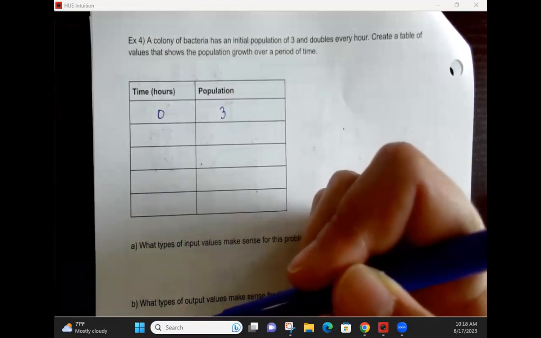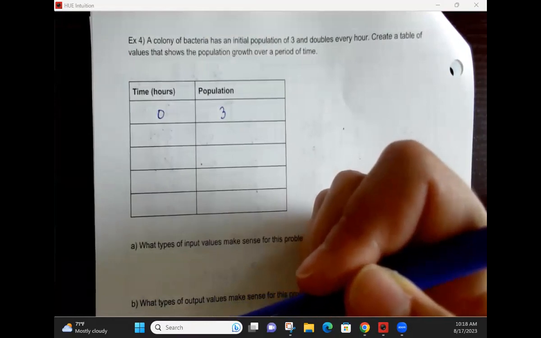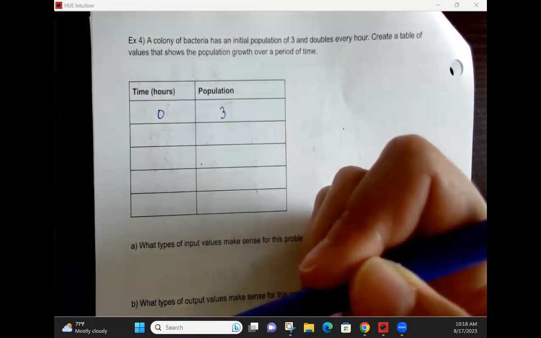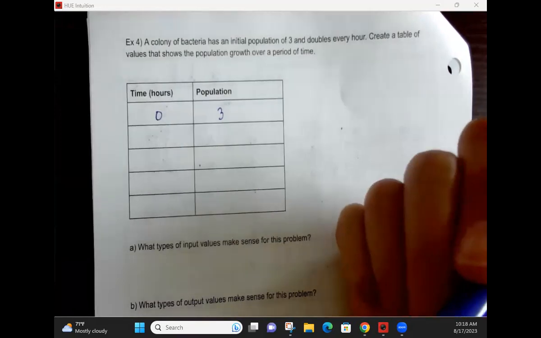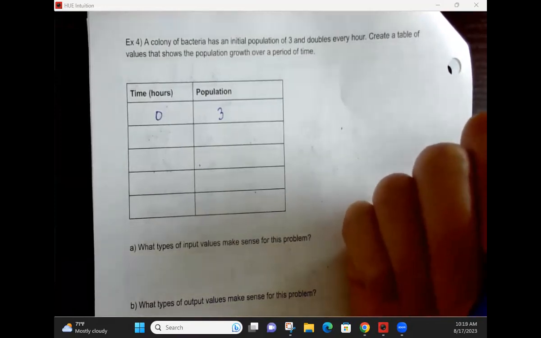Could I consider or look at the population every half hour? Sure. Could I look at it every 15 minutes? Sure. Could I look at it every 27 seconds?